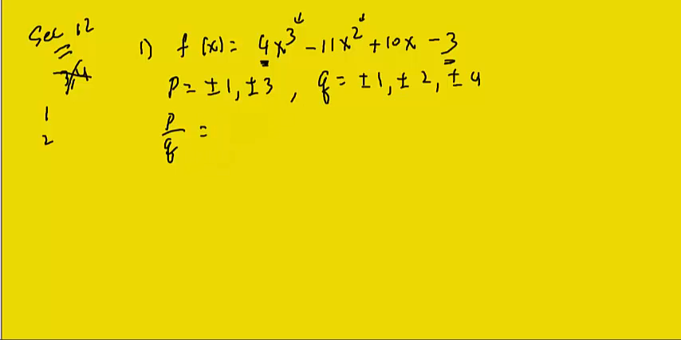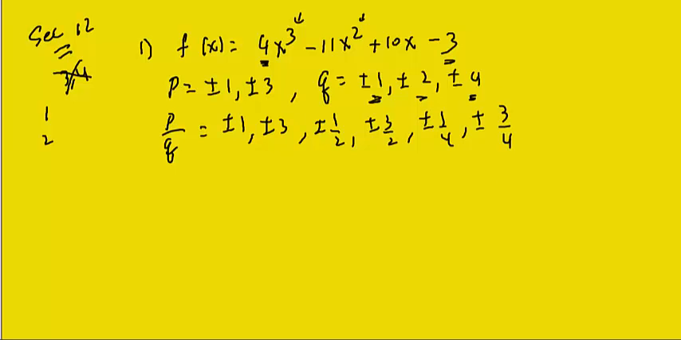Alright. So p over q's are plus or minus 1, plus or minus 3. I'm just putting q's underneath the p's. So when I put 1 underneath all of those, I get that. When I put 2 underneath all of that, I'm going to get plus or minus 1/2 and plus or minus 3/2. And then when I put 4 underneath all of those, I'm going to get plus or minus 1/4 and plus or minus 3/4. Okay, you have 1, 2, 3, 4, 5, 6 options, if there's any rational zeros, well, actually 12 because you got minus 2.